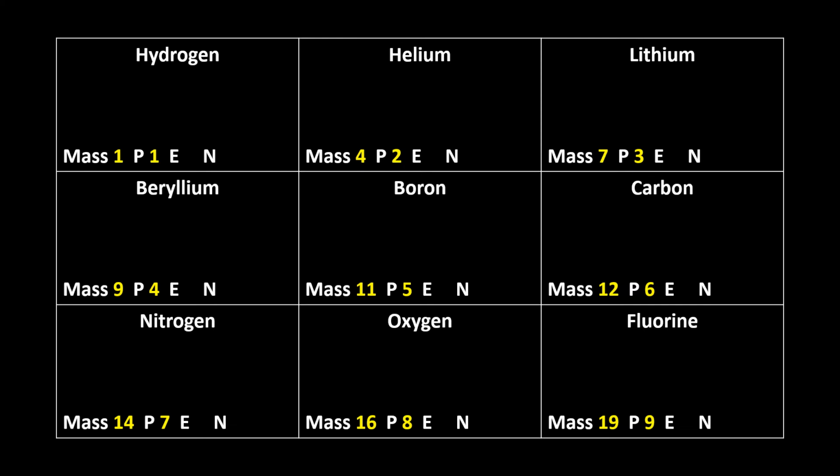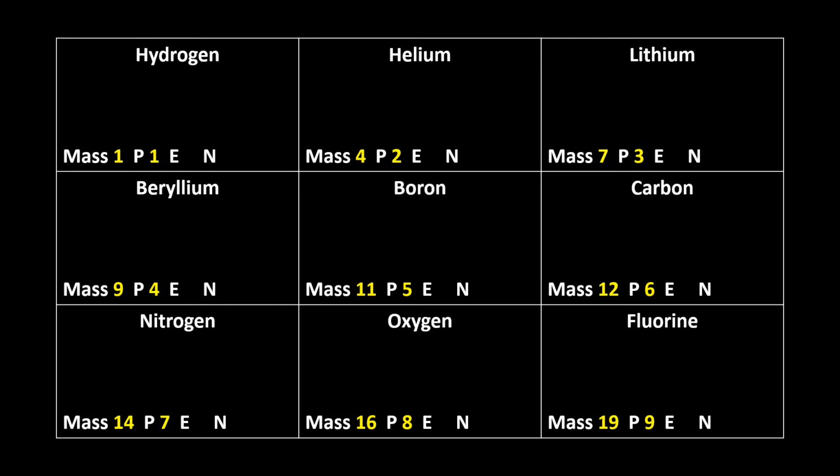Now, today we're just going to be working on atoms, not ions, so our electrons will always be equal to our protons. So the first thing I'm going to do is figure out how many electrons and neutrons the element has, and then I'll go on to start actually drawing the Bohr model.